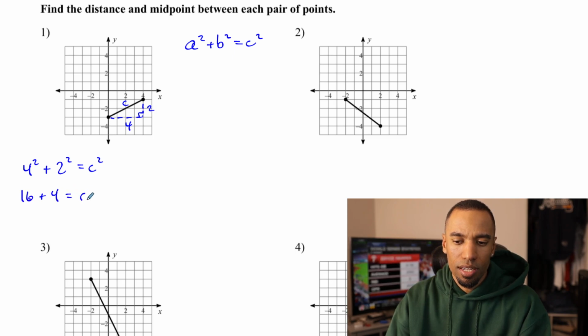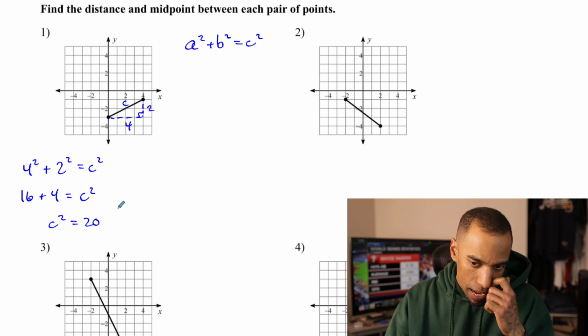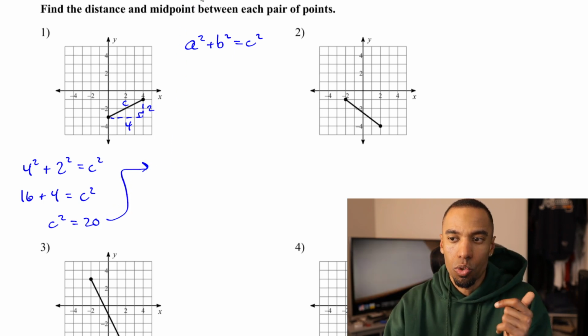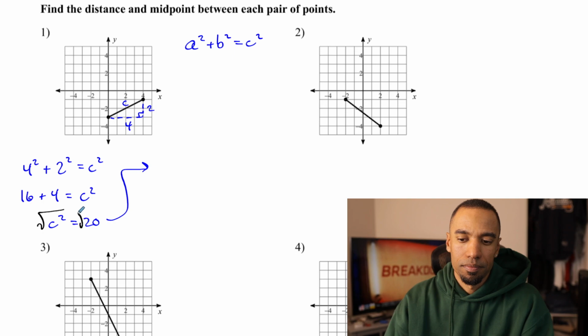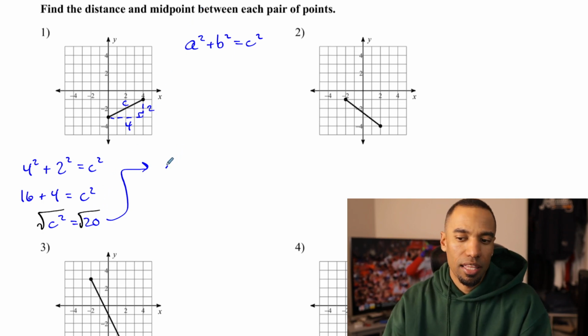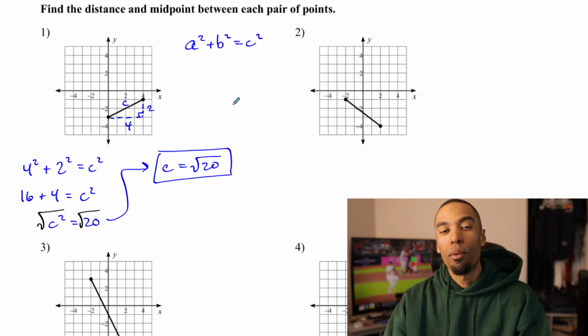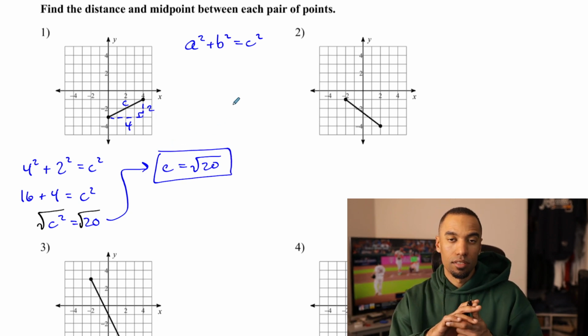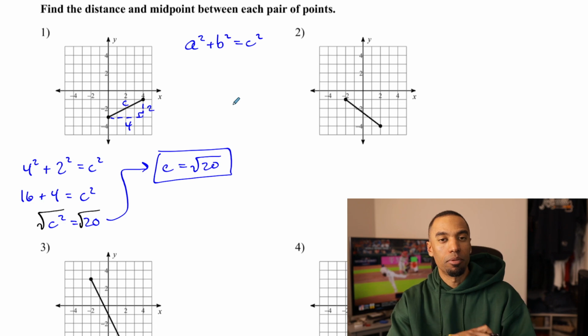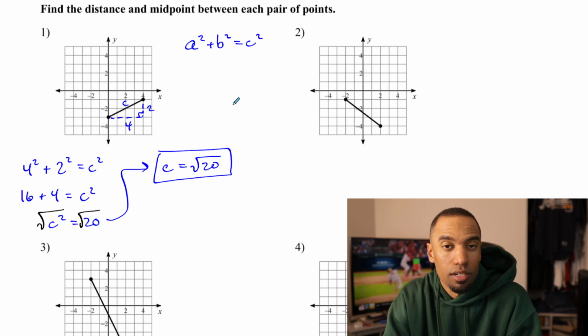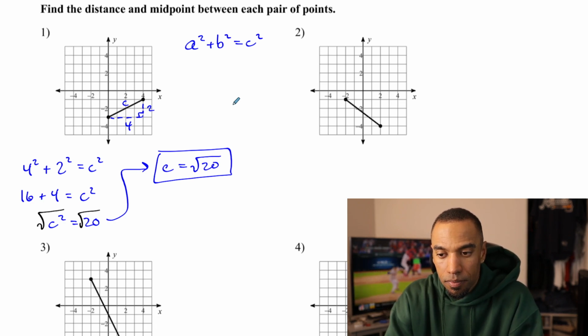16 plus 4 equals c squared. C squared equals 20. Now, I got to find c. I'm going to take the square root of both sides here. Now, for my students alone, I'm letting them know that you can keep it as square root of 20. You're good because it's exact. However, if you did round it, I believe you get around 4.5-ish. It's not exact because it's irrational.